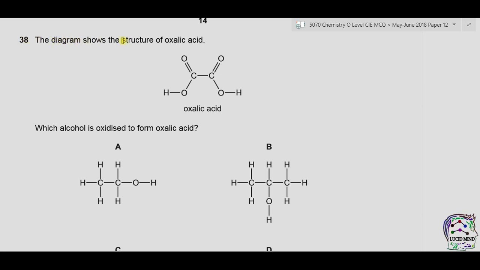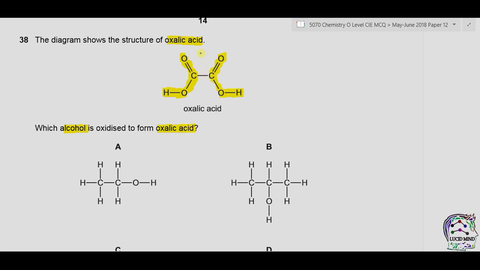Question 38. The diagram shows the structure of oxalic acid. This is oxalic acid. We have 2 functional groups. C double bond OOH is the carboxylic acid functional group. Similarly, this one is also the C double bond OOH carboxylic acid functional group. Which alcohol is oxidized to form oxalic acid?